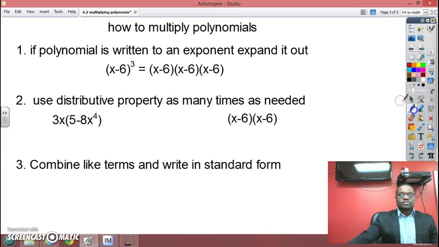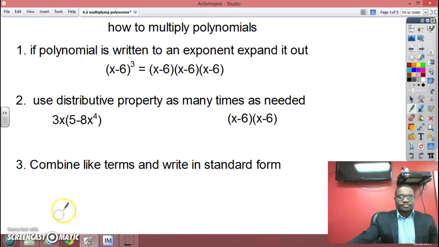Alright, so how do we actually do that? We have steps 1, 2, and 3. Step 1 says, if a polynomial is written to an exponent, expand it out. So if you ever get a problem like this, this means x minus 6 times x minus 6 times x minus 6. Notice I've got 3 of those x minus 6's right there. Then you'll multiply the first 2, and whatever you get there, you'll multiply that times the last one. This doesn't mean x to the third and 6 to the third, because you have a minus sign in between. If this was 6x to the third without the minus sign, then yes, you would do that.